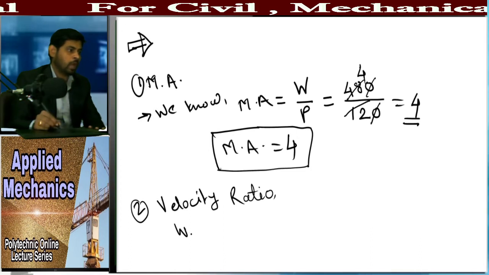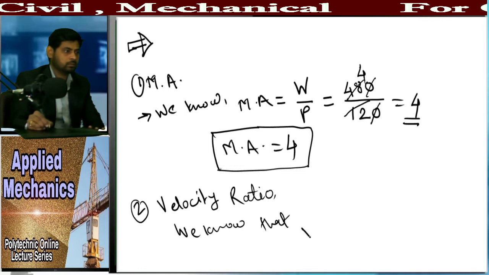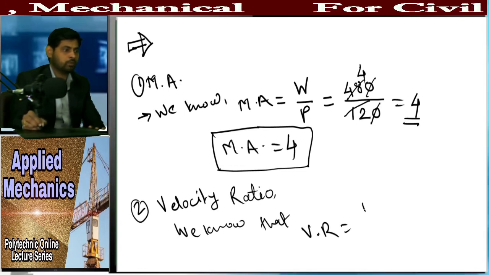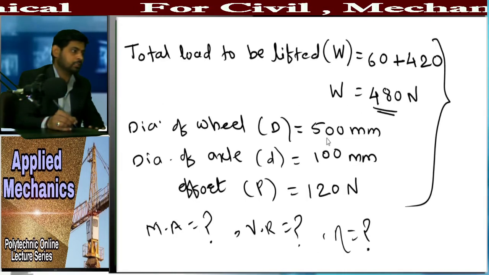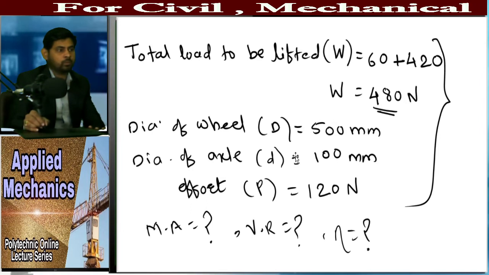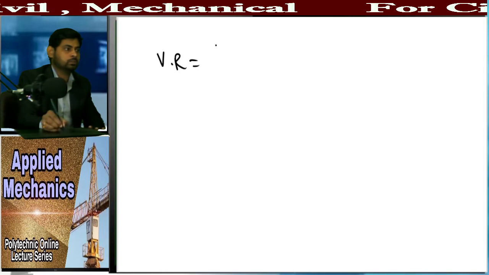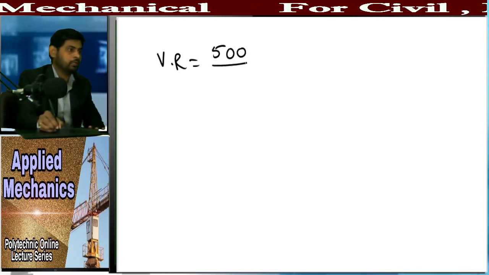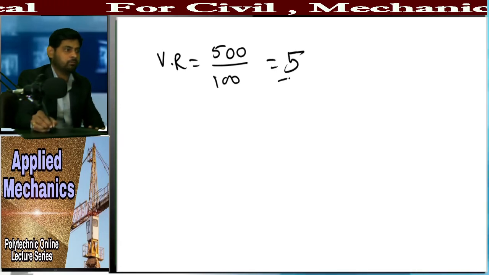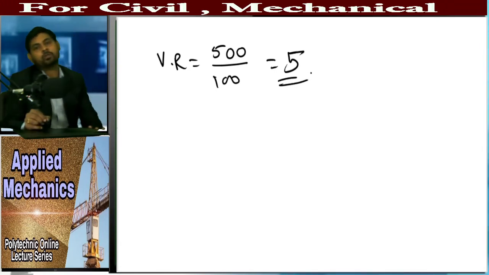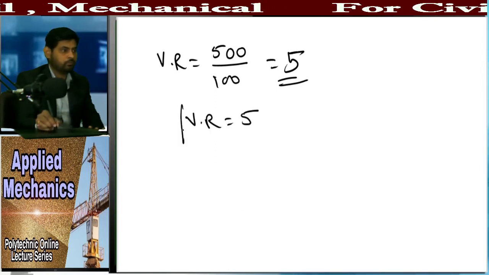So now you can see here, we know that velocity ratio is equal to capital D divided by small d. Here you can see the value of capital D is 500. The value of small d is 100. So write down here, velocity ratio is equal to 500 divided by 100. That is nothing but 5. This is the value of velocity ratio. So velocity ratio is equal to 5.